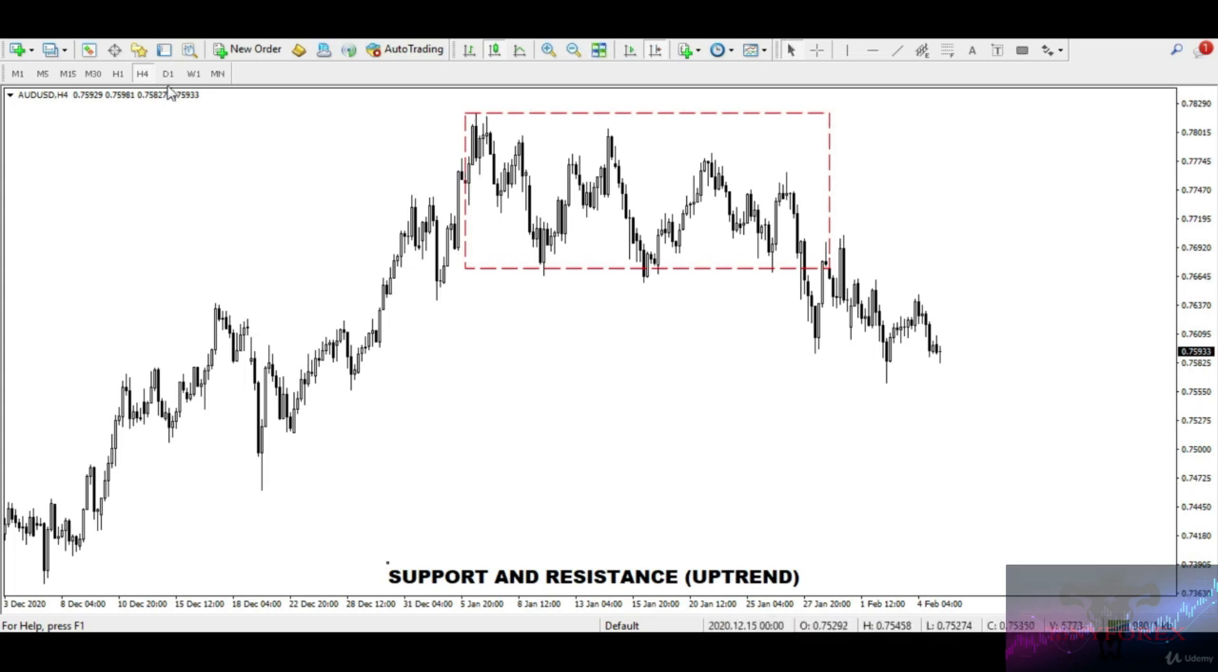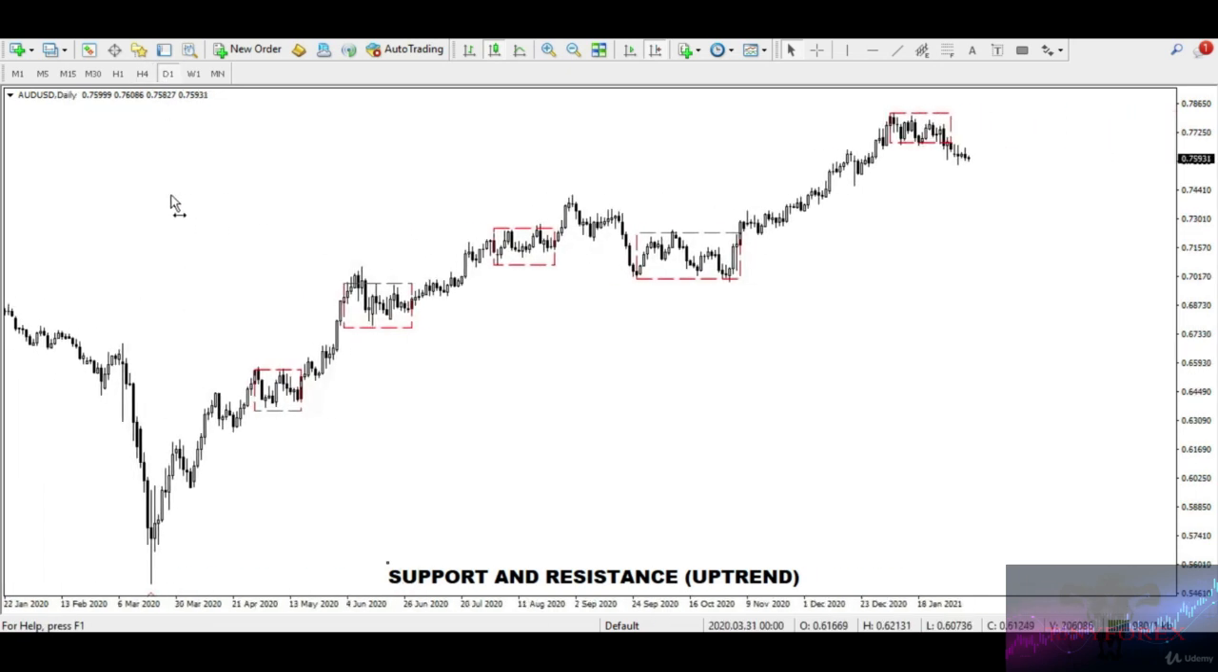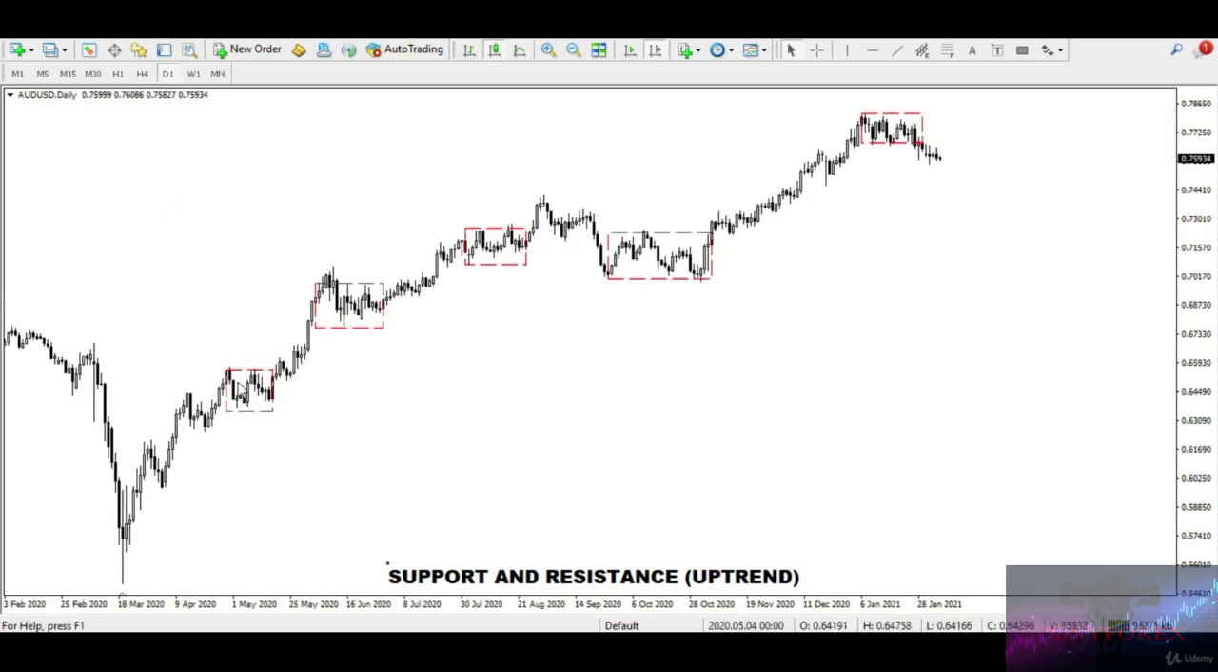Now that we understand how a sideways price activity looks in an uptrend, let us understand the support and resistance in each of these. As we all know, resistance is called ceiling, whereas the support is called the floor of the sideways price activity.